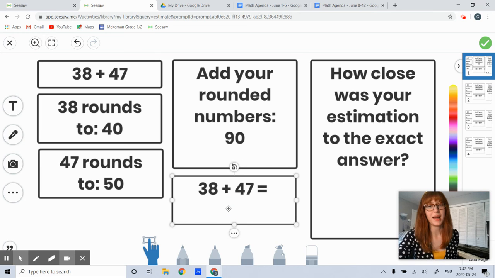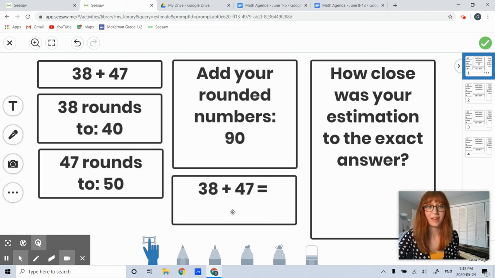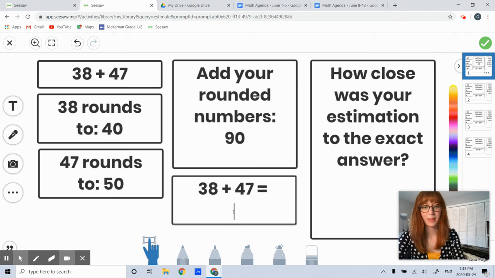Now, my actual answer, 38 plus 47, equals 85. So my estimation was pretty close to my exact answer. I could have also rounded 47 to 45, because 5s are also very easy to work with.